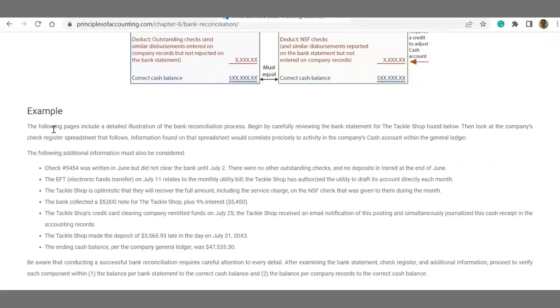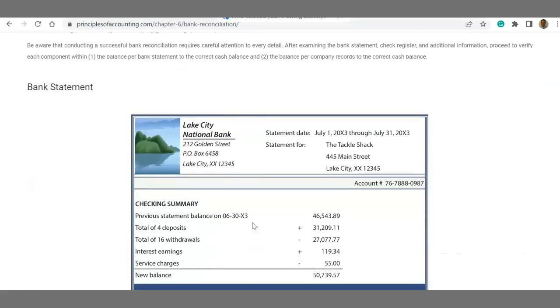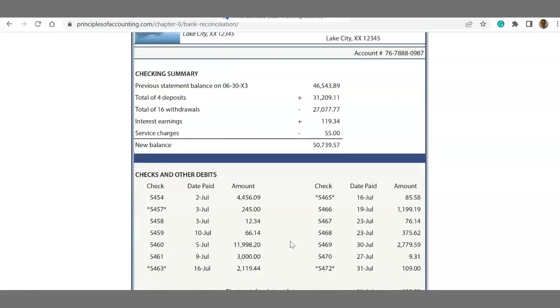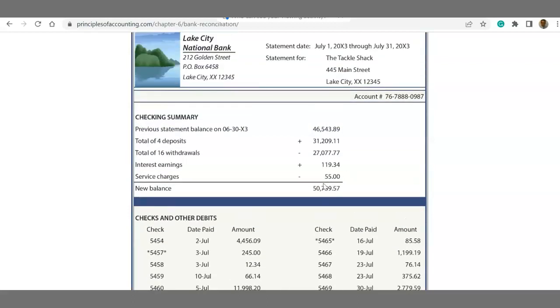So here it gives you an example with some details. You can go through that later on. And here is the bank statement. It says in your bank statement, you have a $50,000 balance. There are a few adjustments: service charge minus $55, interest earnings plus $119. Let's say deposits, total withdrawals, and the beginning balance.